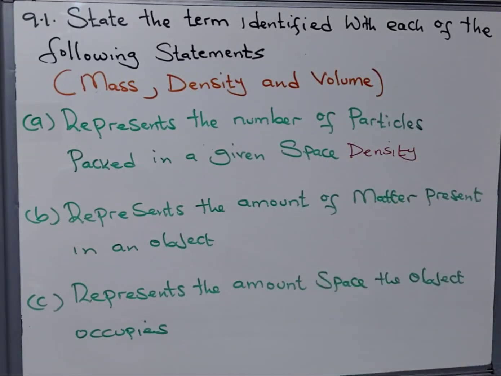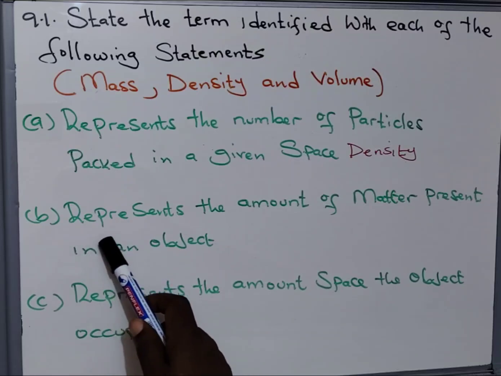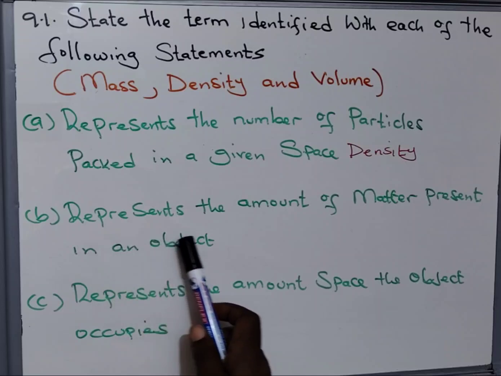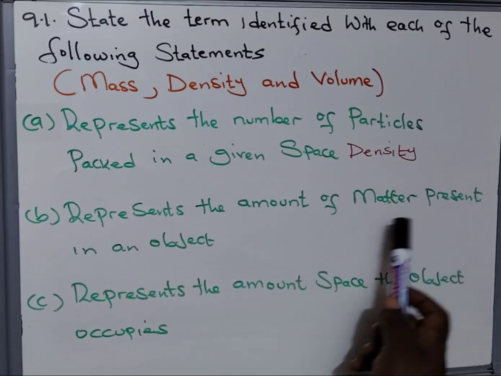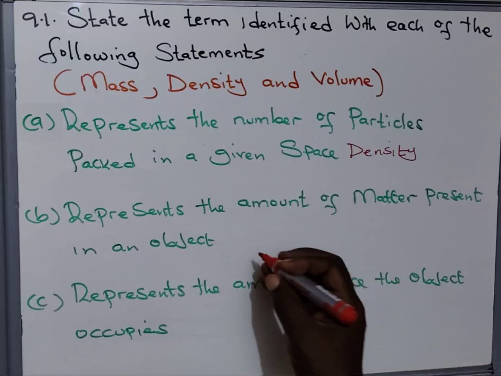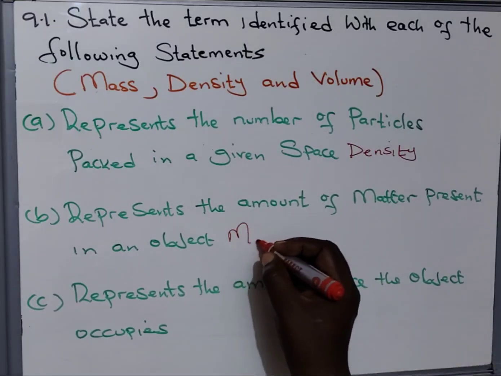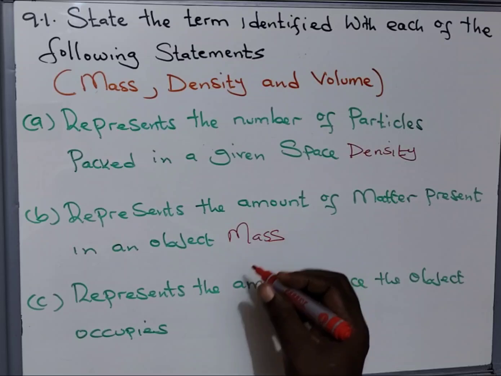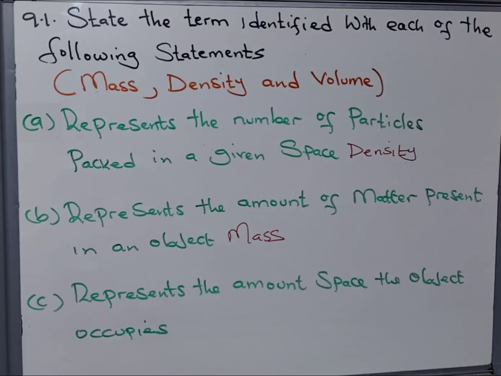Density represents heaviness of a substance characterized by the number of particles packed per a given space. Okay, let's come to this one. Represents the amount of matter present in an object. What is this? This is mass. Mass is the amount of matter in an object.